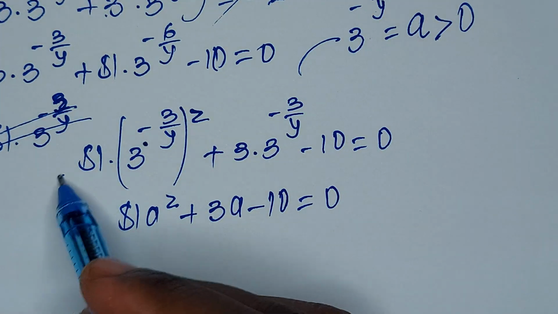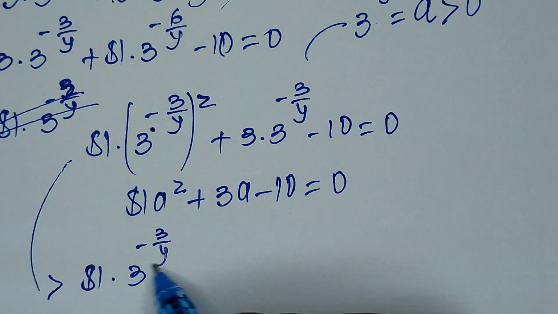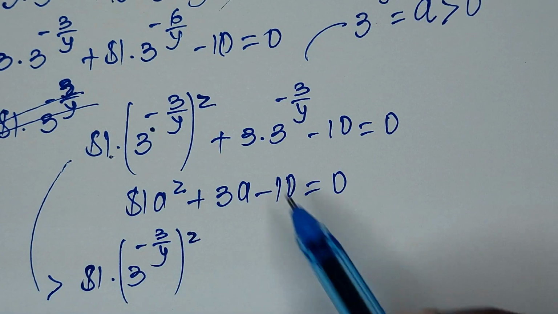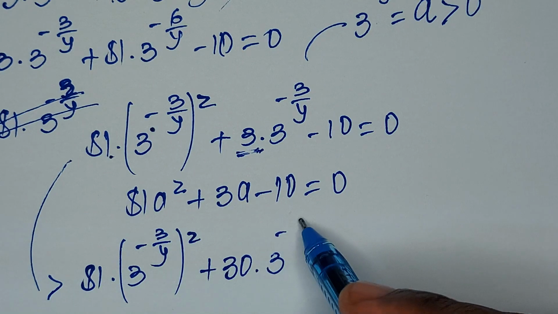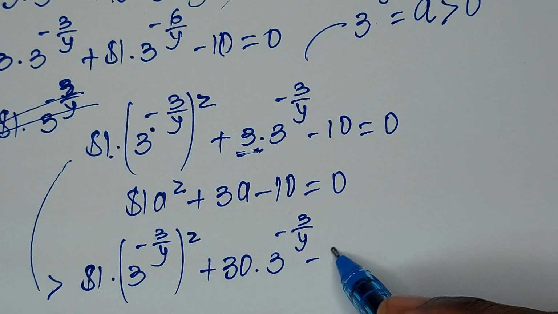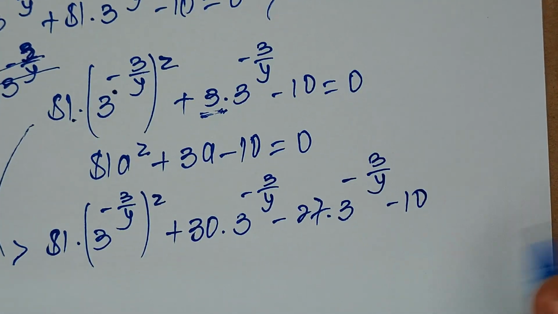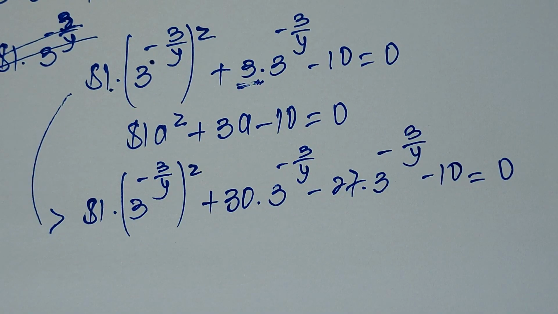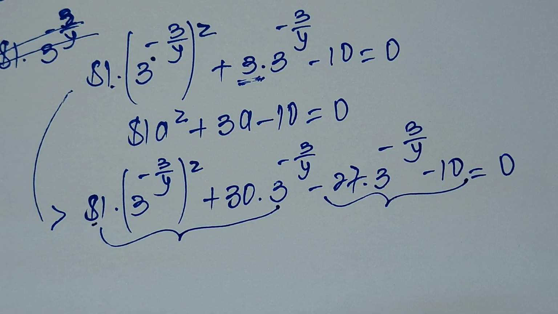But I'm not going to use substitution, just to save time. So let's say that we have 81 times (3 to the power minus 3 over y) squared. I'm going to write this equation in the following way: as I have 3 here, I'm going to say that this is plus 30 times 3 to the power minus 3 over y, and as I have 3, I'm going to take minus 27 times 3 to the power minus 3 over y, and minus 10, equals 0. Now I can factorize this and this and this and this. So here I'm going to say that I have 3.